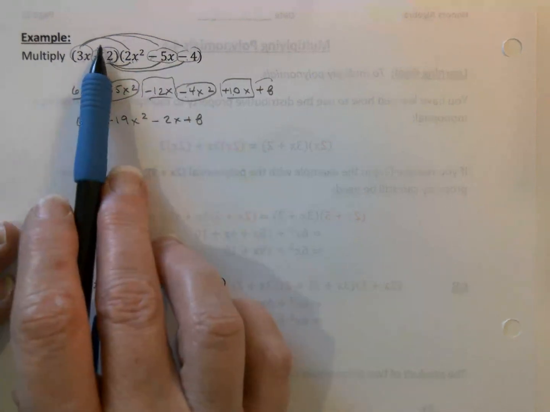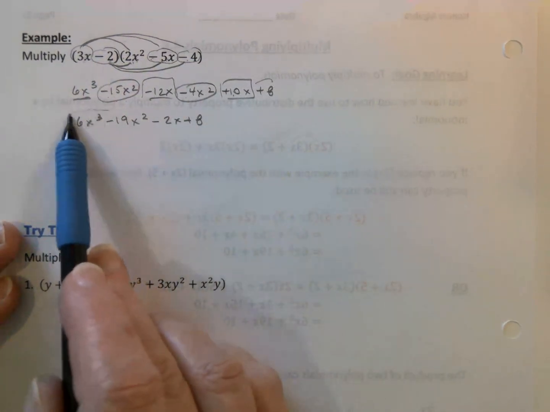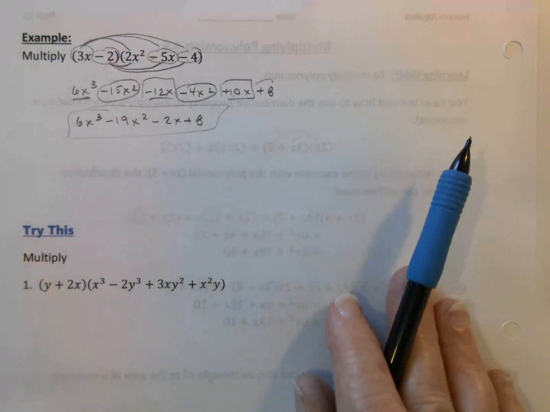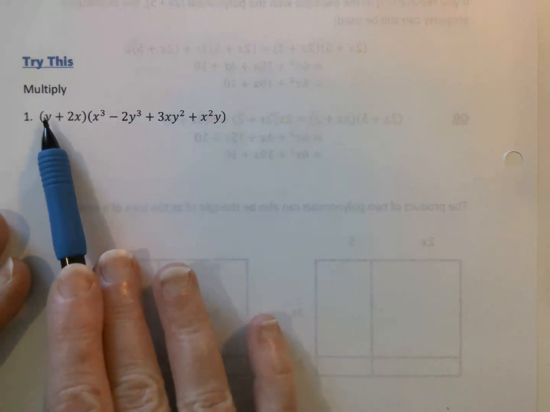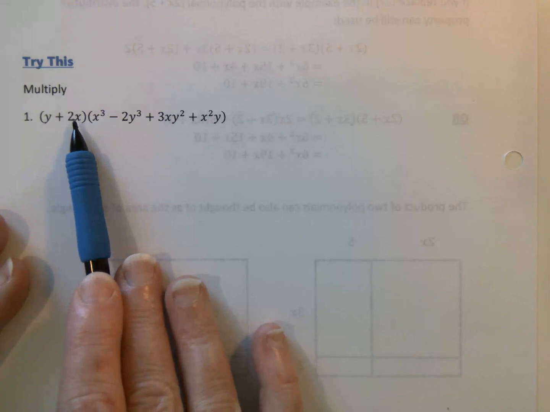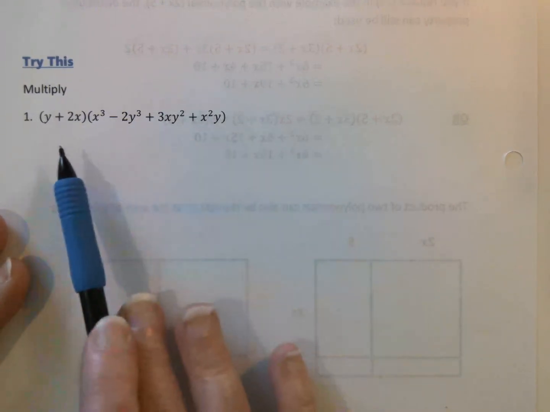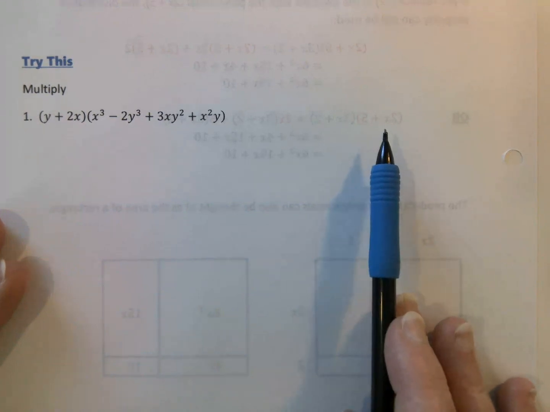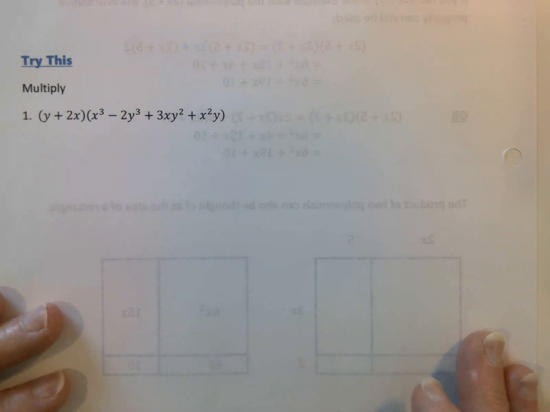So when I multiply this, I have to multiply everything out. I then have to add my like terms. So this would be my final answer here. You're going to do the same thing for this, try this. Take the y, multiply it by these four things. Take the 2x, multiply it by these four things. You're going to end up with 8 terms, and then you're going to combine your like terms. So you might end up with 4 or 5 terms when you're finished, okay? But you're going to need to look for your like terms.